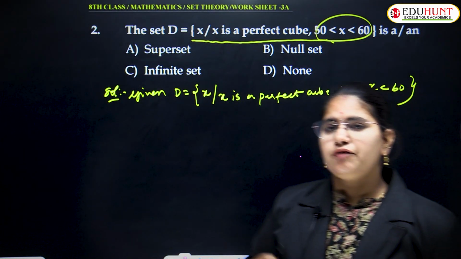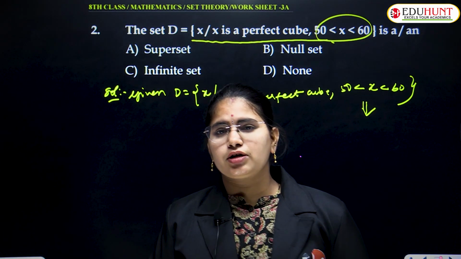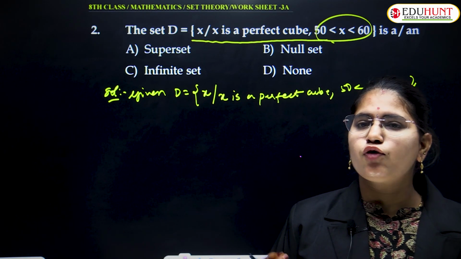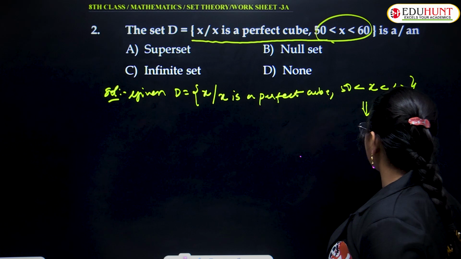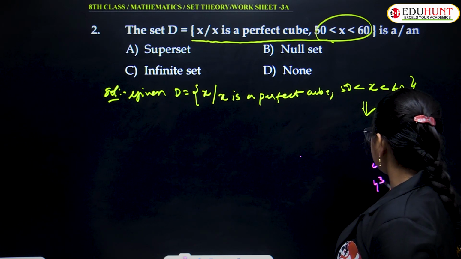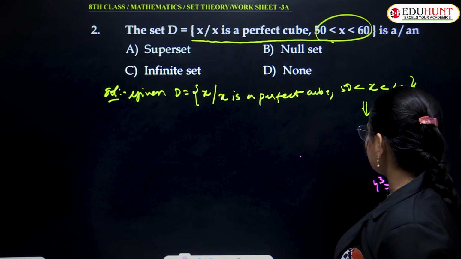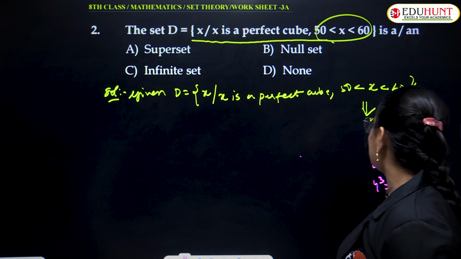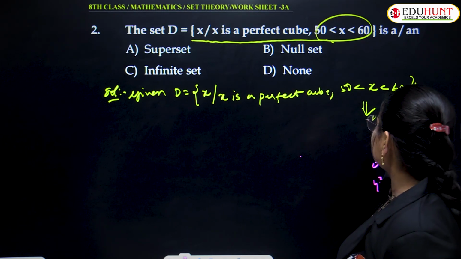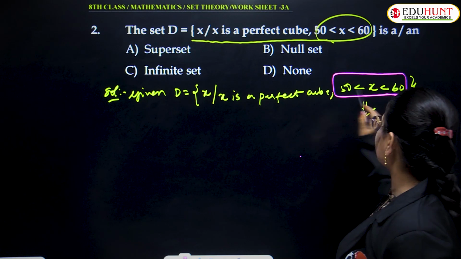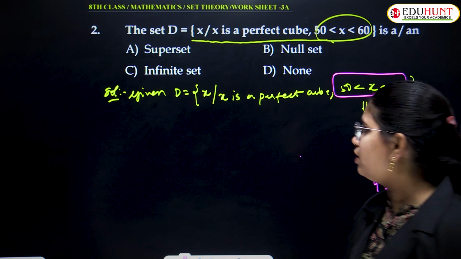It should be greater than 50. What is the nearest perfect cube? 64, which is 4 cube. Actually we have 3 cube is 27 and 4 cube is 64, but 27 is less than 50 and 64 is greater than 60. We cannot find any perfect cube in this interval, right?